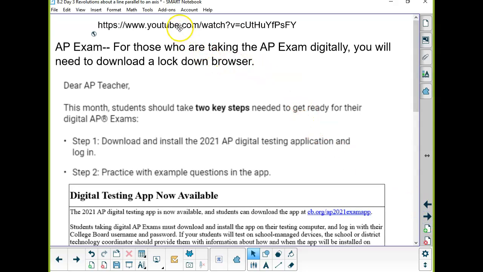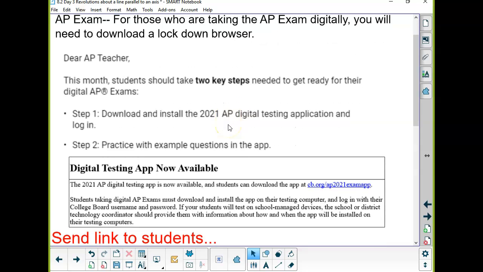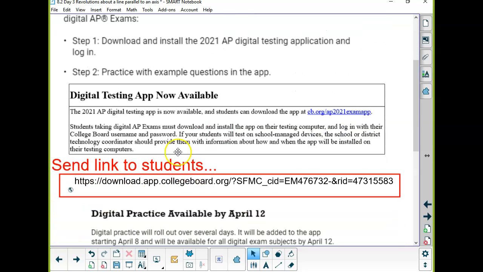All right. I also want to show you this. The AP exam, for anybody who's taking it digitally. There are 3 people listed as taking this at home. I'm going to email you guys this information, but you will need a lockdown browser to take this at home. And if you have a school Chromebook, we're working on getting that updated so it's automatically on your Chromebook. But I will send this information out.